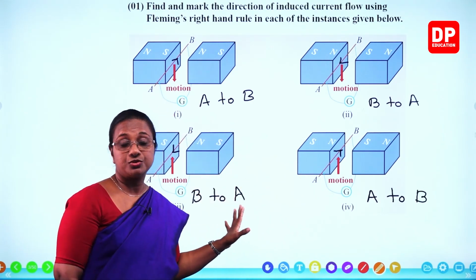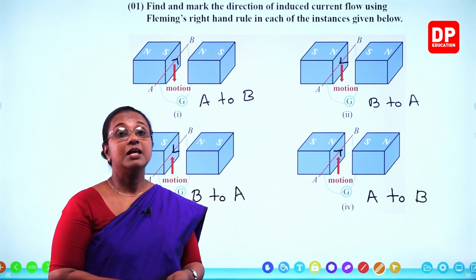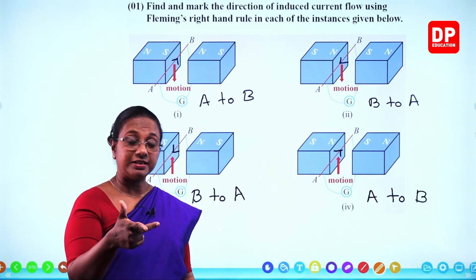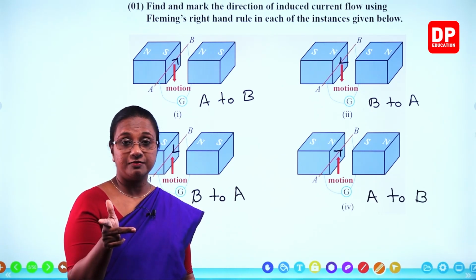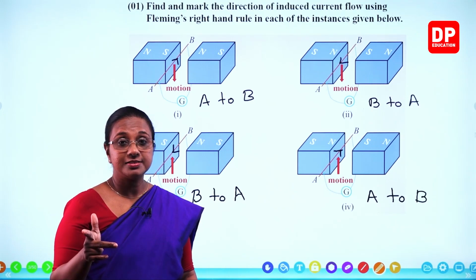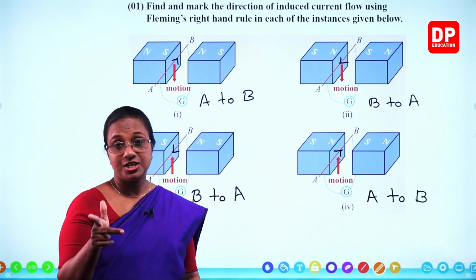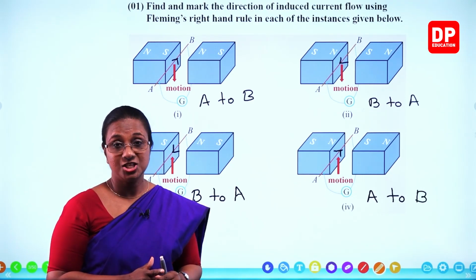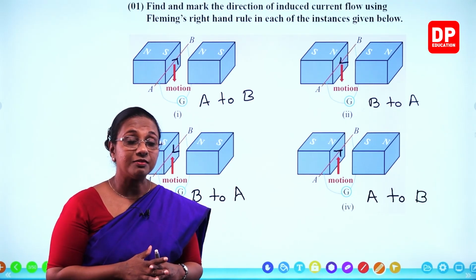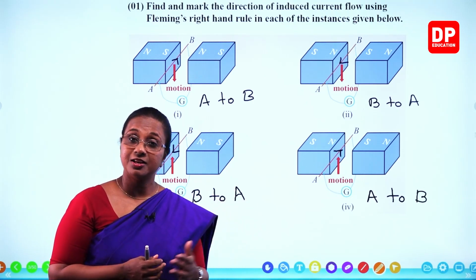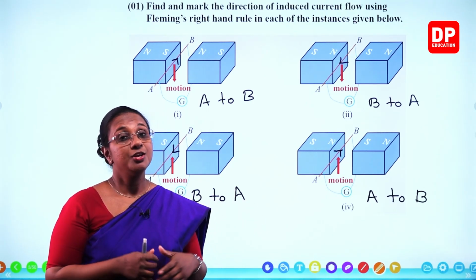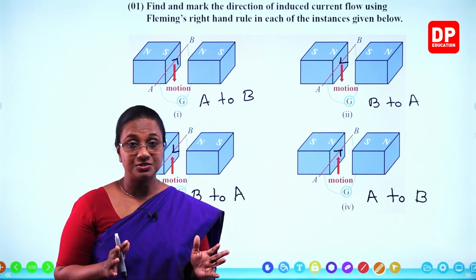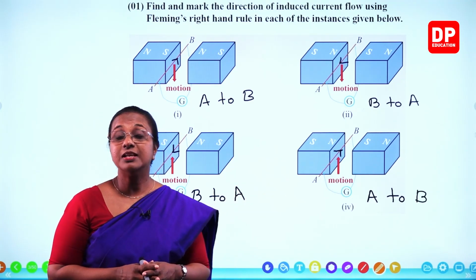Now here also students, you all have to remember, there are three: the motion, magnetic field and the direction of the current flow. When two factors are changed simultaneously, the direction of the current flow doesn't change. But if you change one factor, then the direction of the current flow changes. So you have to understand that as well. Is that clear, students? Then I'll move on to the next question.